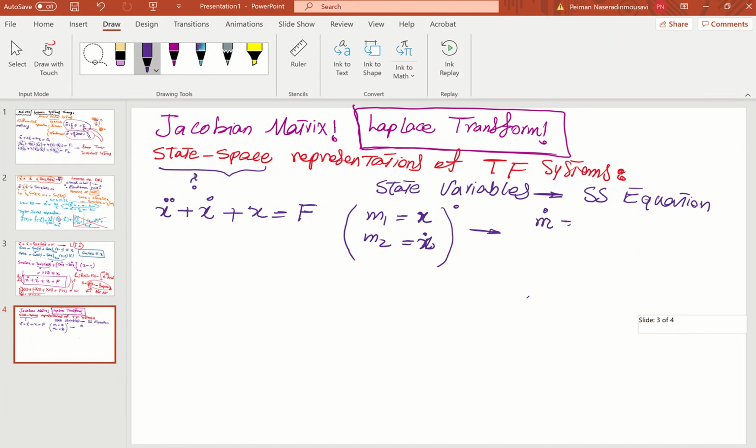So if I take the time derivative from both sides of these, you get m dot is equal to, so you have, hold on, there is a blotch here.